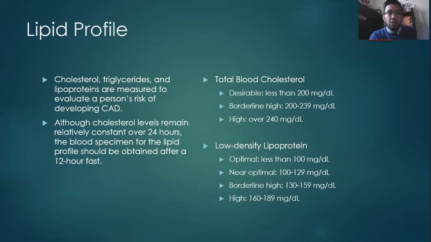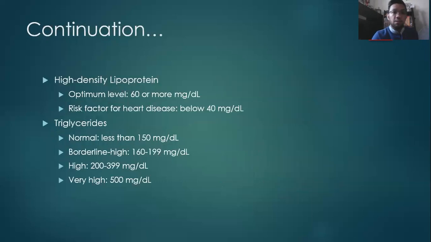Near optimal, it should be in this range, 100 to 129 milligrams per deciliter. For borderline high, it's 130 to 159 milligrams per deciliter. And for high levels of LDLs, it's in the range of 160 to 189 milligrams per deciliter. So that is for lipid profile.